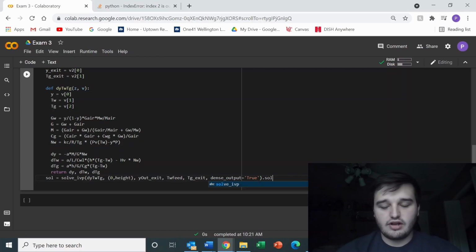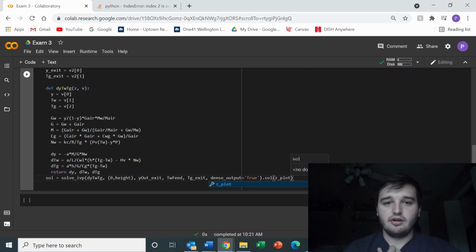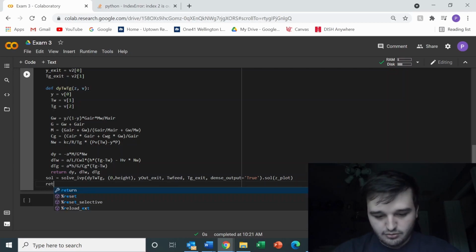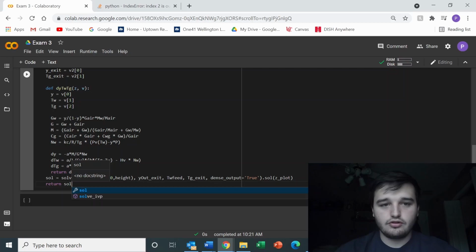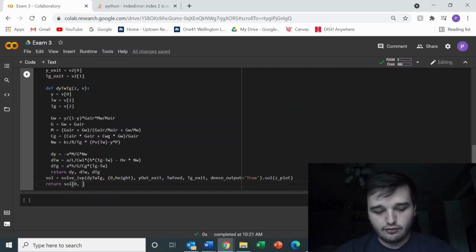Then we want to solve this equation at every value along that z plot, which has the linearly spaced positions from 0 meters to 20 meters, the height of our cooling tower. And then we want to return some of these values. We want to return the solution of our first element, but we want the last value from that array, and we want to subtract that last value from the mole fraction of water in the air to start with in the feed.